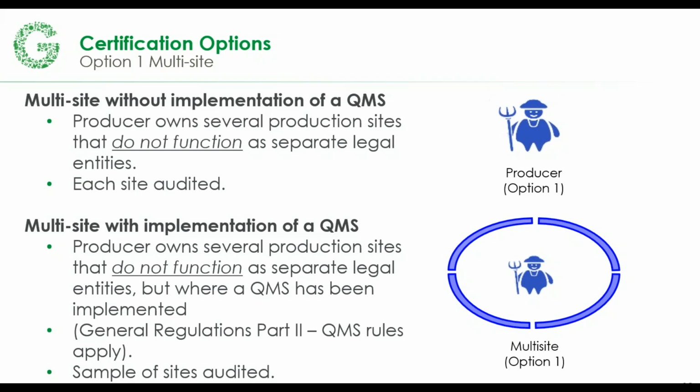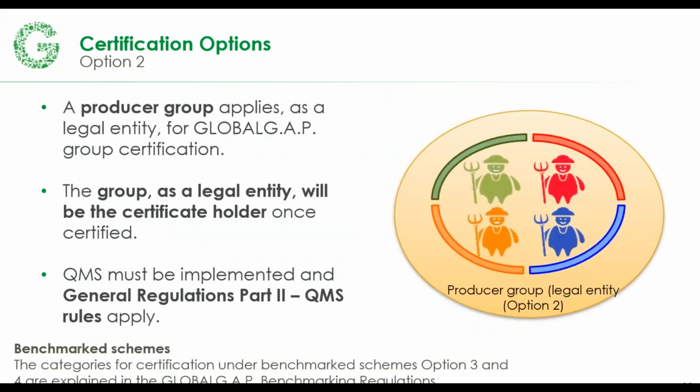And this would be where this QMS applies to this option 1 producer, whereas a sample of the sites would be audited. All of the sites would be listed in a certificate annex, but this makes it a little bit easier on the operation and the certification body to schedule. So you can use a QMS in option 1.